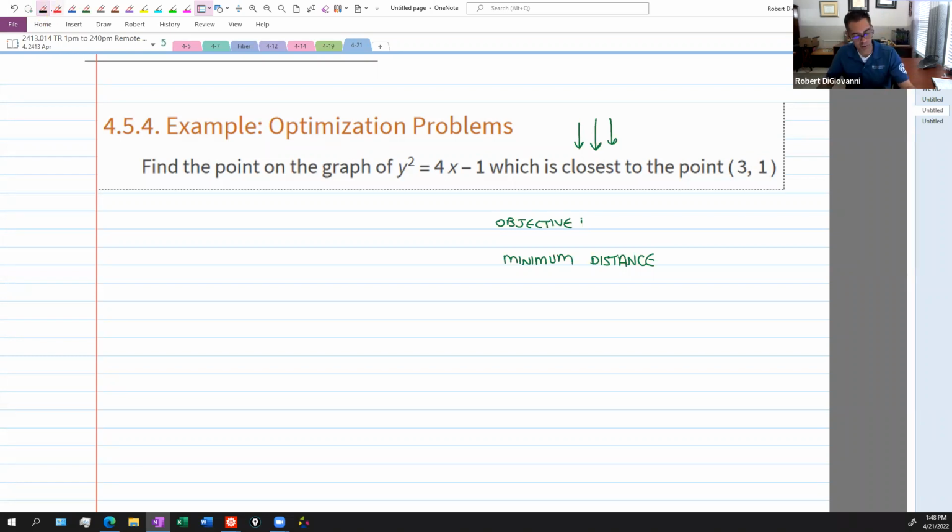I'm going to draw just a real quick rough graph again. Here is 3, here's 1, here's the point I have, (3, 1).